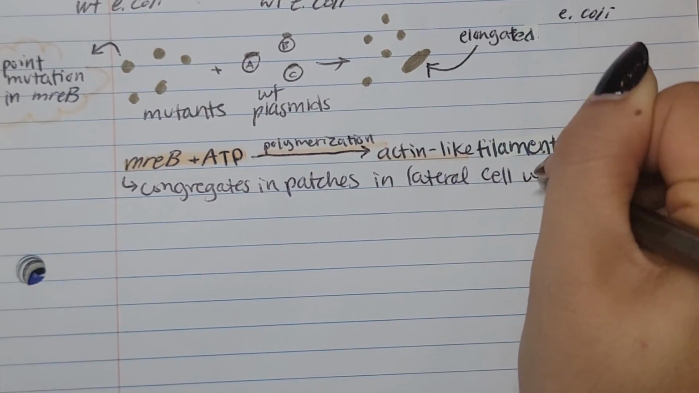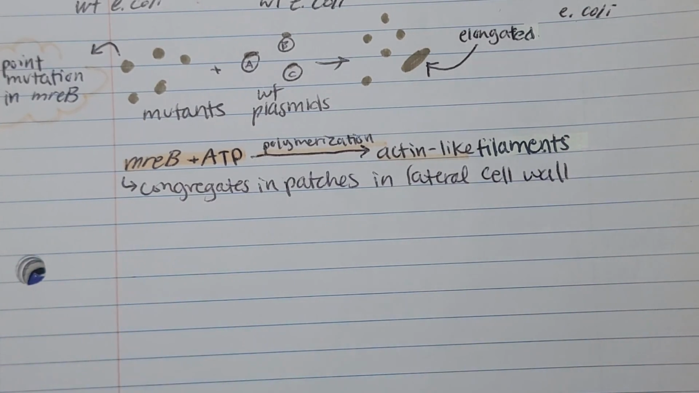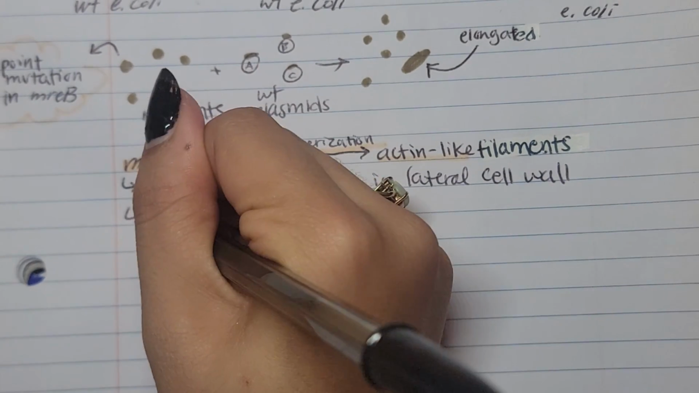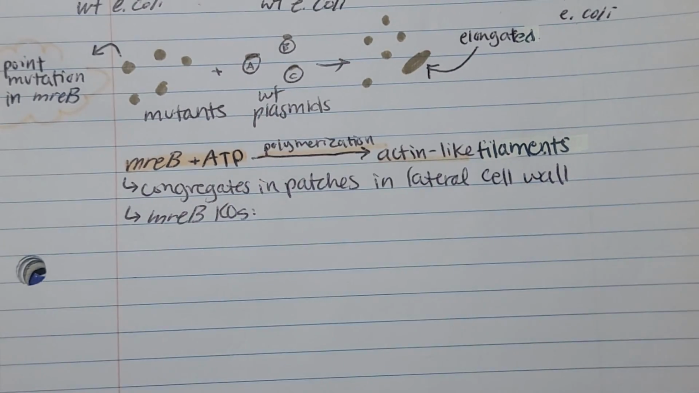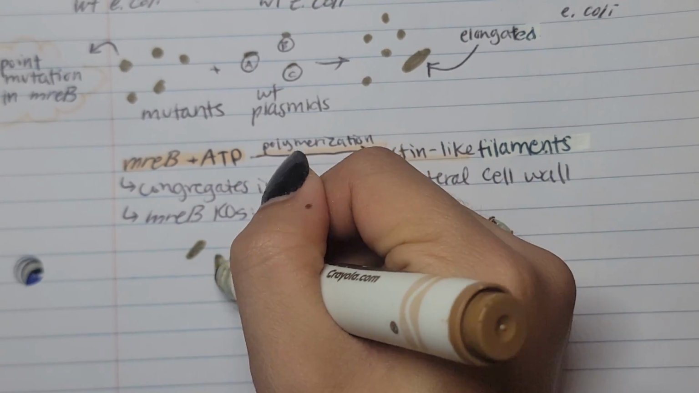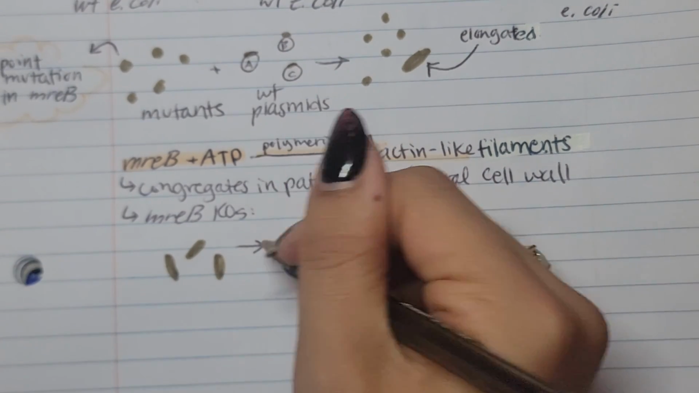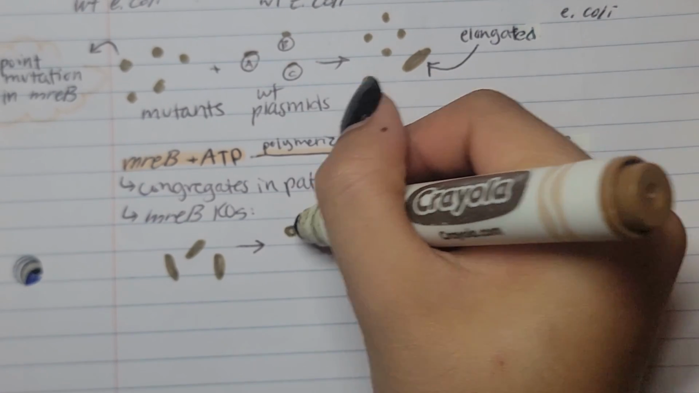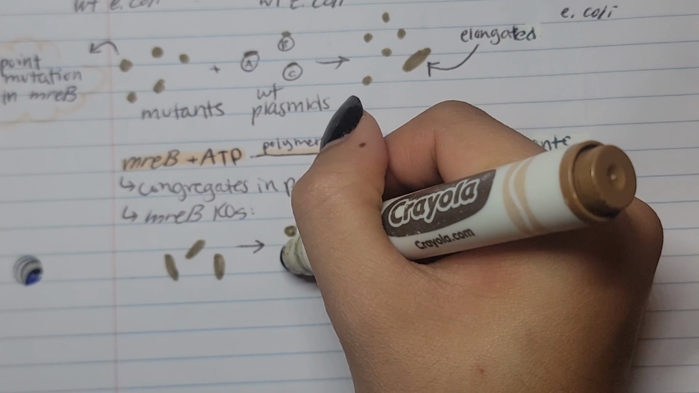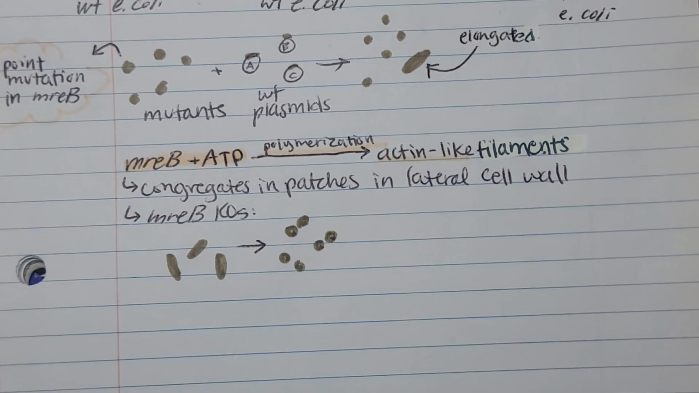And obviously, researchers wanted to see what happens when you knock out this gene from bacteria. We go from our nice normal E. coli, the MreB knockout. We have nice normal E. coli. They're all happy. And then they start to divide, but then they can't elongate. So they look kind of weird.